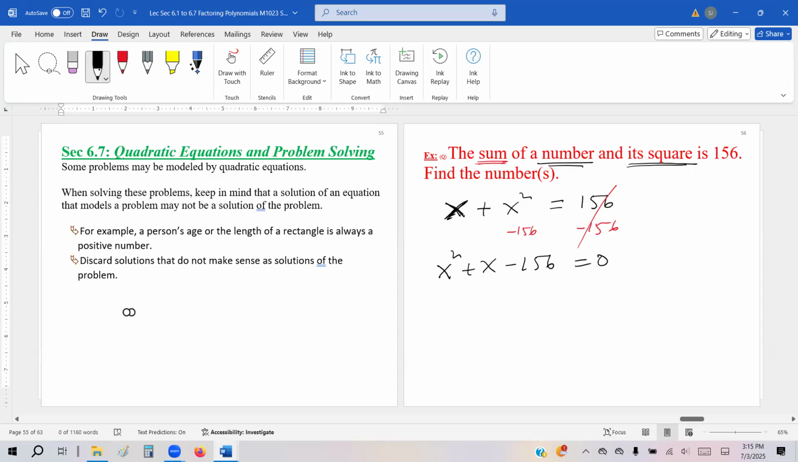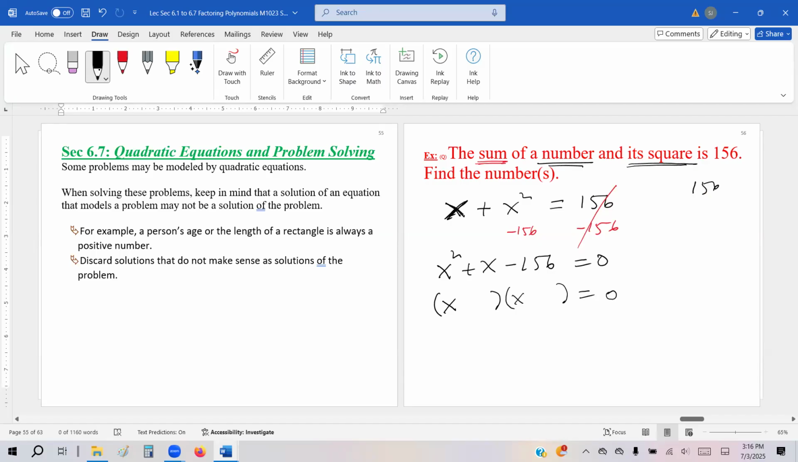So it becomes a simple quadratic equation. That means we can factor directly. And now we have to rack our brain. Which 2 numbers multiply to 156 and combine to 1? Let's break it down. 156. Which 2 numbers come to your mind when you see 156? Any 2 numbers. Which 2 numbers do you think multiply to 156?